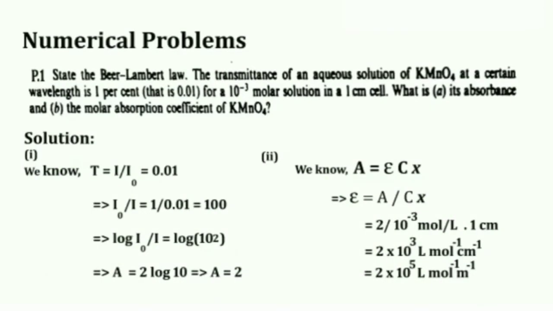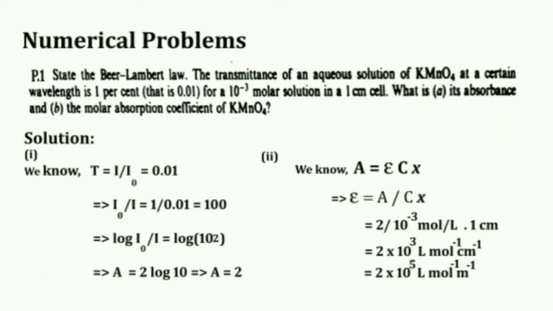Now let us solve the first numerical problem. The question is: state the Beer-Lambert's law. The transmittance of an aqueous solution of potassium permanganate at a certain wavelength is 1%, that is 0.01, for a 10 to the power minus 3 molar solution in a 1 centimeter cell. What is the absorbance and the molar absorption coefficient of KMnO4? So the first part we already discussed about Beer-Lambert's law. We are going to solve the second part. So let us see how to solve it.